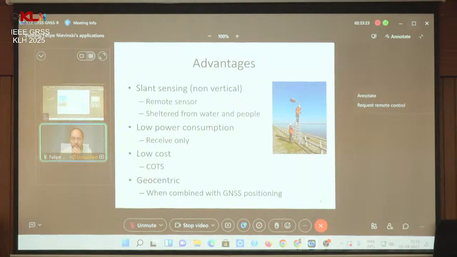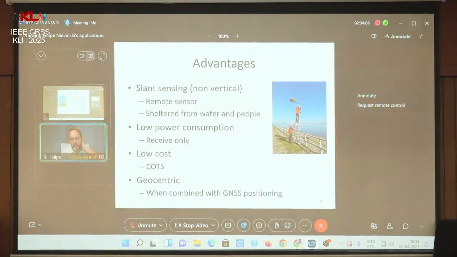So just to summarize the advantages: you have a length sensing or non-vertical geometry. It allows you to shelter the equipment from water and from theft and vandalism. I like to call it a remote sensor. It's not like on an airplane or a satellite. It's still a proximal remote sensor in the sense that it's not underwater like a hydrostatic sensor and it's not on top of the water like a conventional radar.